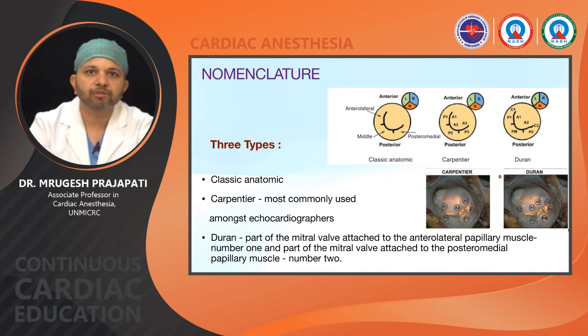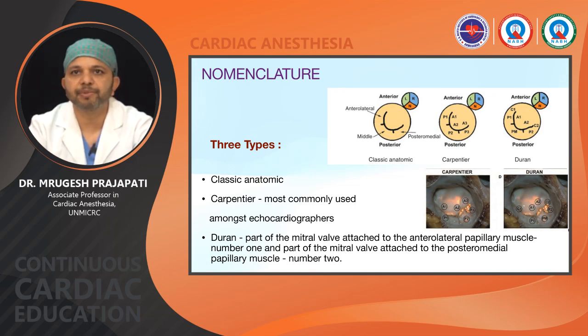The most commonly used nomenclature is the Carpentier nomenclature, where the posterior leaflet is divided into three scallops: P1, P2 and P3, where P1 is closest to the left atrial appendage. The segments of the anterior leaflet are named according to the posterior leaflet scallop opposite to them, like A1, A2 and A3.